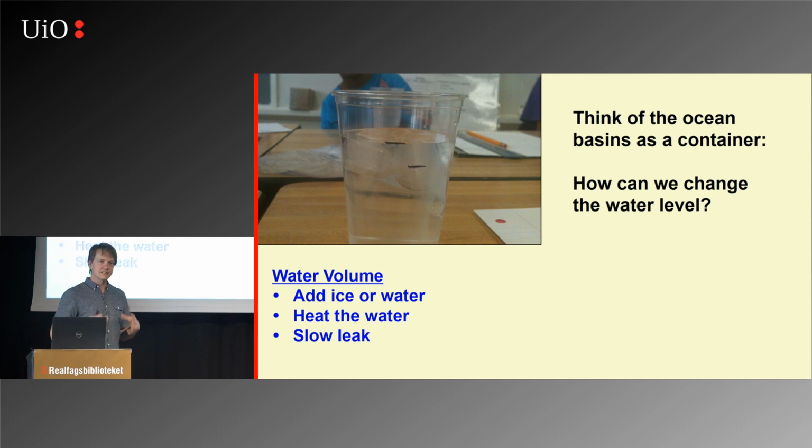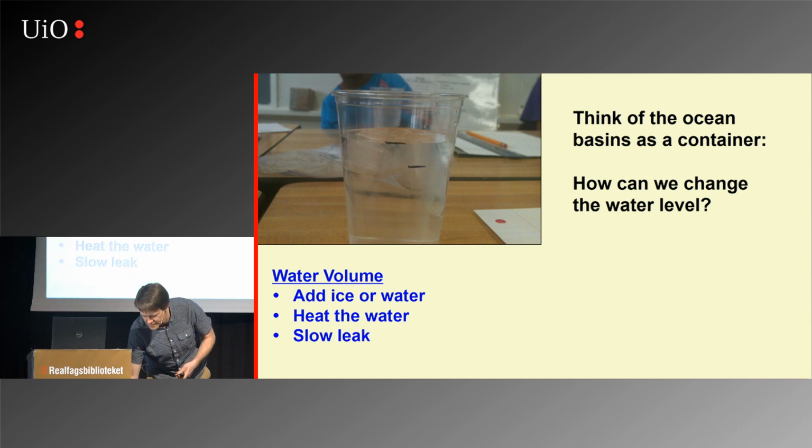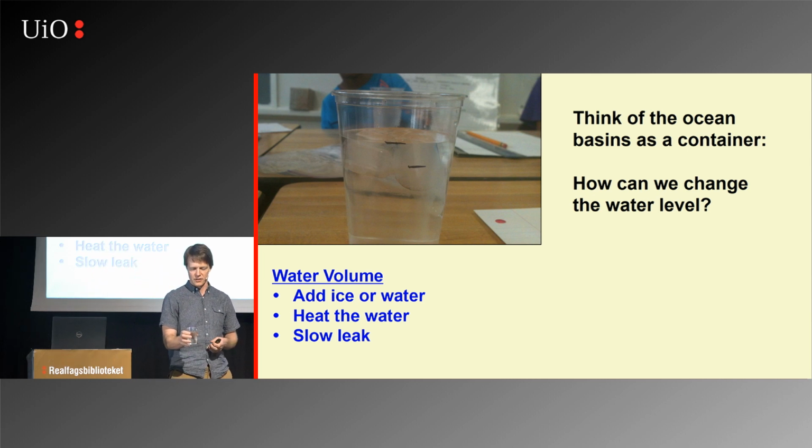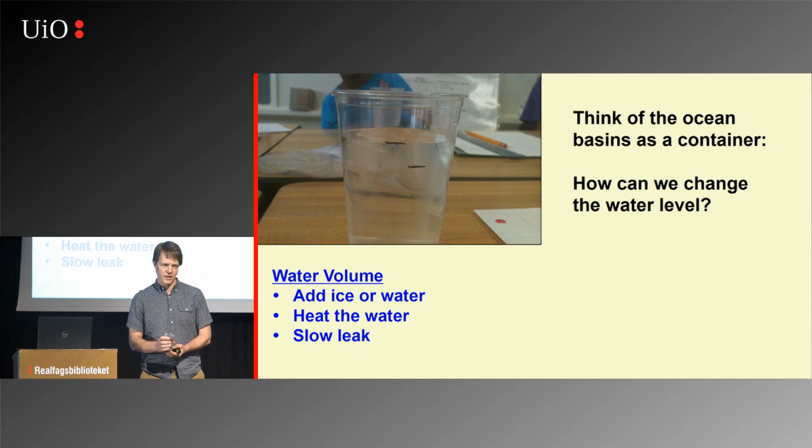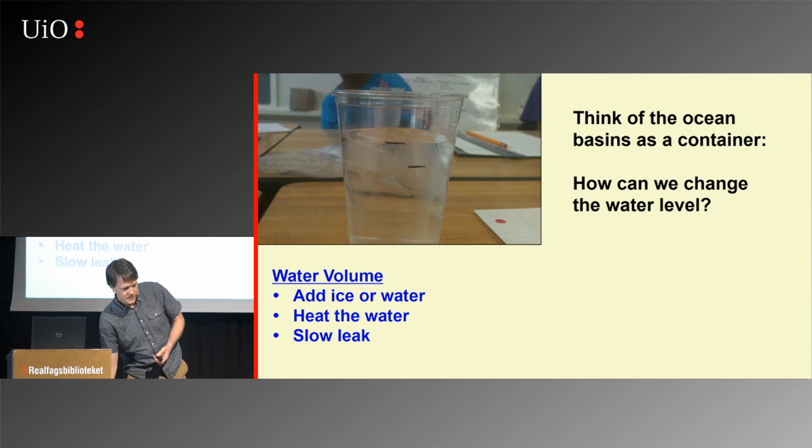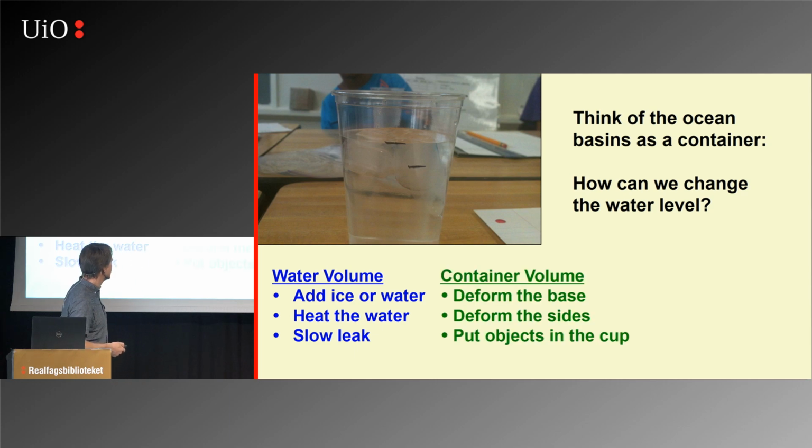You can do things to the cup. For example, if I squeeze the cup, the water level goes up. If I were to push on the bottom of the cup, it would go up. If I put things in the cup, coins or something, it would also raise the level, displacing the water. So you can do things to the container, which would be the ocean basins, and that changes the water level.